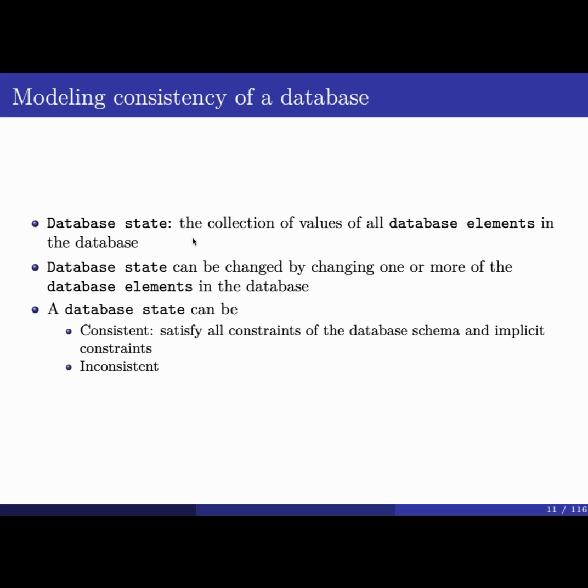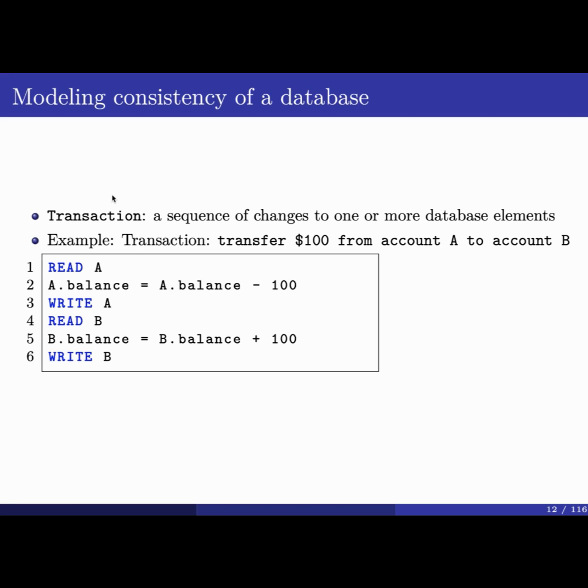So if the database state is inconsistent, that means it didn't satisfy all the constraints. Sometimes during the execution of a transaction, the database might be inconsistent. But the most important thing is, once you execute the whole transaction, the database must be back to a consistent state. So in order to achieve what we call concurrency control and recovery, we're going to use transactions.